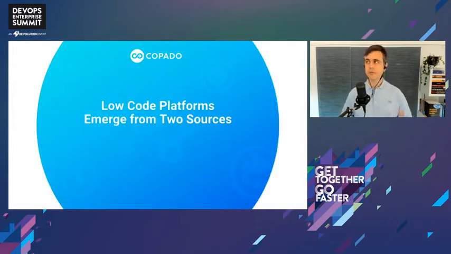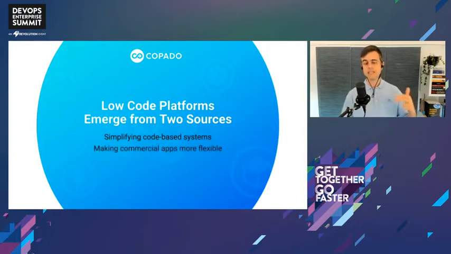So first of all, we need to understand a little bit more about low code, because low code platforms can come from two very different sources. The first is as a way of simplifying code-based systems. And the second is as a way of making commercial apps more flexible. They're two very different streams.